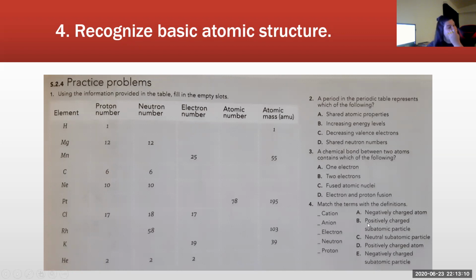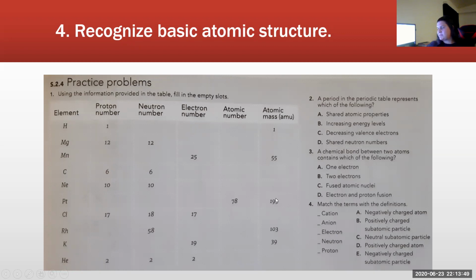A positively charged subatomic particle. So something that's positive, it's pro something, it's for something, it's a proton. Proton is B, a positively charged subatomic particle. A neutral subatomic particle, again, neutron, is C. Electron is a negatively charged subatomic particle, and that leaves positively charged atom with cation, so it's positive, cation.